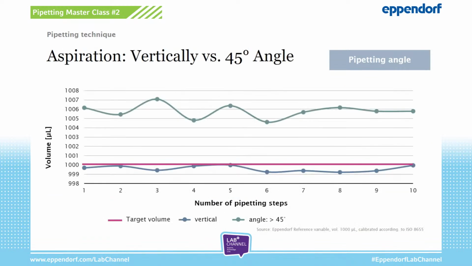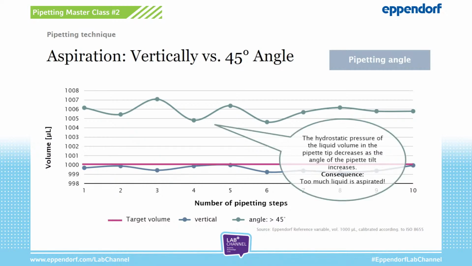Here we see what impact it has when the liquid is aspirated at a pipetting angle of 45 degrees. 1000 microliter should be pipetted, which is indicated by the purple line here. If the pipette is held vertically during liquid aspiration, between 999 and 1000 microliter will be pipetted, indicated by the blue line.